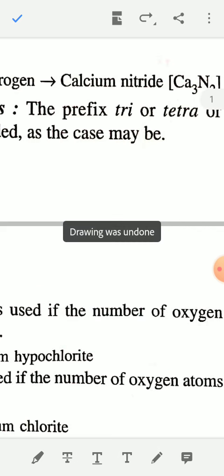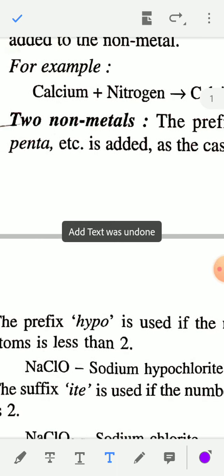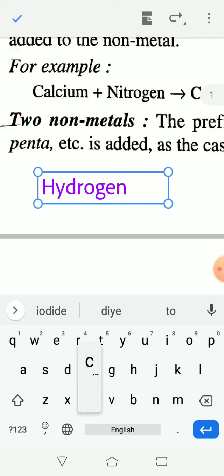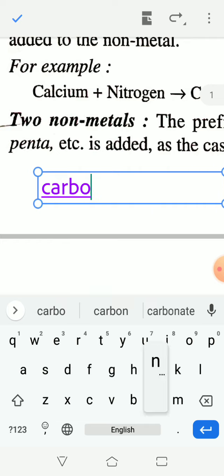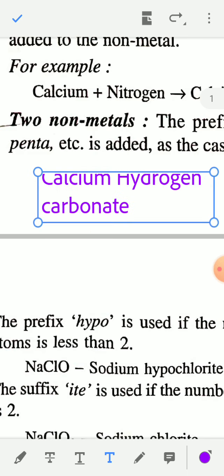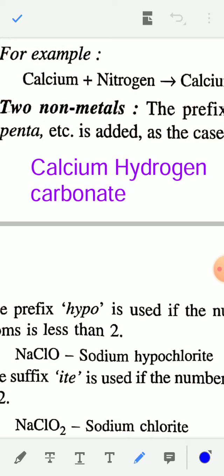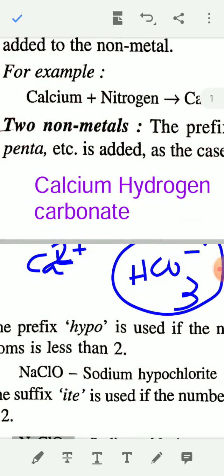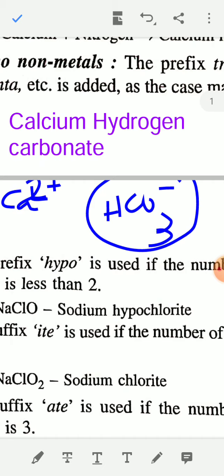Similarly, if the chemical name of the compound is calcium hydrogen carbonate or calcium bicarbonate, then how do we write the formula? Calcium radical means Ca2+ and hydrogen carbonate means HCO3-. So you can see here calcium has +2 charge and bicarbonate has -1 charge, that is, calcium has valency 2 and hydrogen carbonate has valency 1.